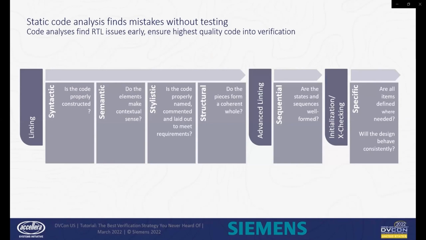Static code analysis is used in this methodology to find simple RTL mistakes and review for initialization vulnerabilities. The types of issues that are found in these analyses can be broken down into syntactical, semantic, stylistic, structural, sequential, and specific categories. Syntactical checks and even some semantic checks are performed typically by compilers. Linting performs the first 4 of these types of checks. Advanced linting finds sequential issues based on deeper functional understanding made possible through the use of formal engines.